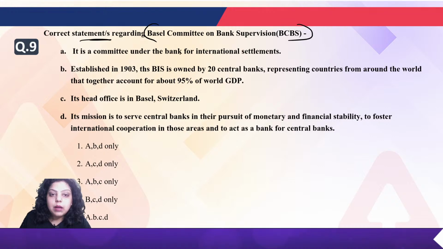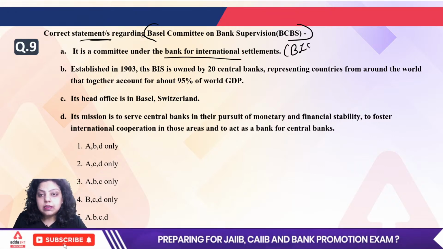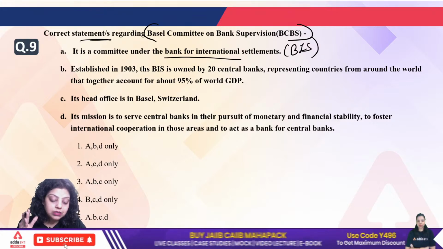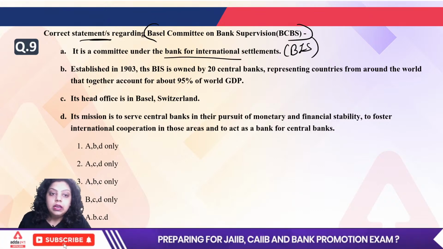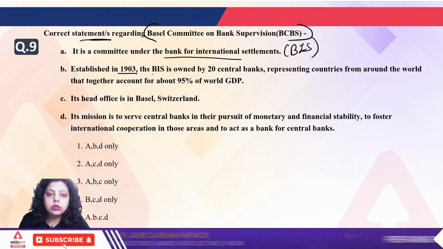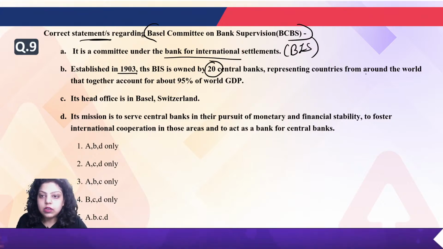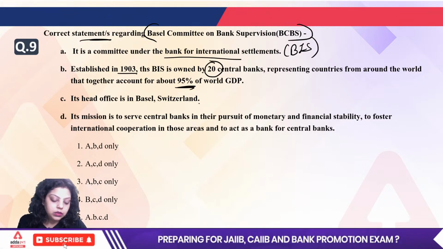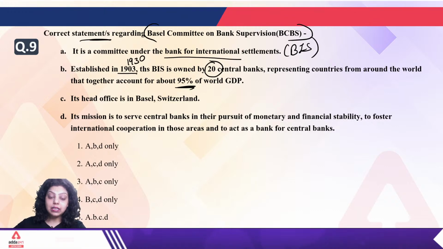First is saying it is a committee under the Bank for International Settlements. That is true, BIS. BIS is the oldest international financial institution. It was established in the year 1930. Second is saying established in 1903, the BIS is owned by 20 central banks representing countries from around the world that together account for about 95% of the world GDP. Now this statement is not true. BIS was established in the year 1930, not in 1903.